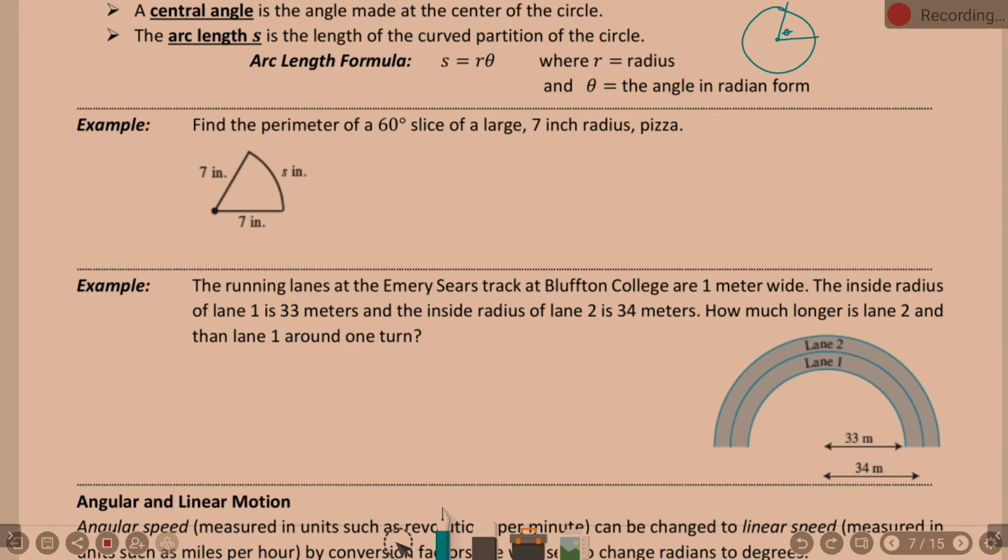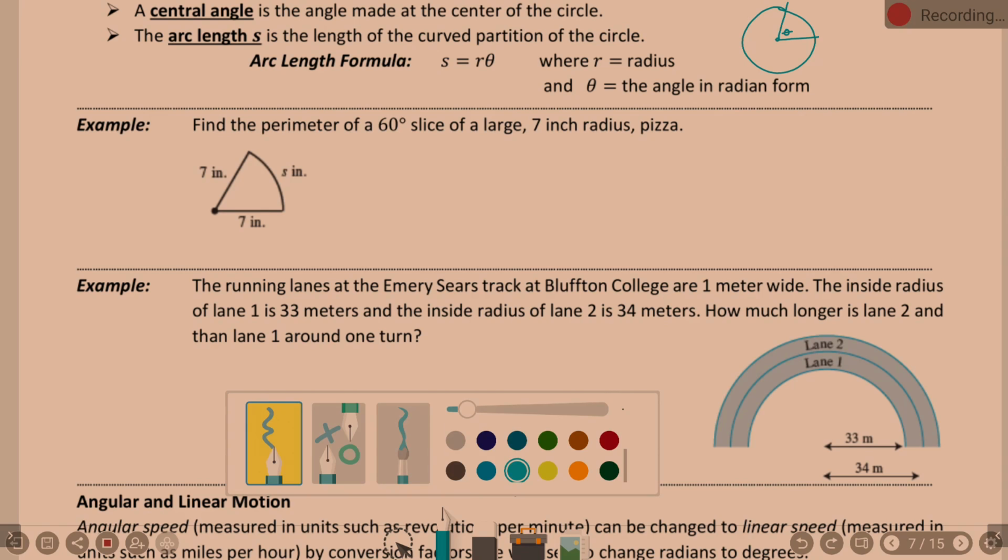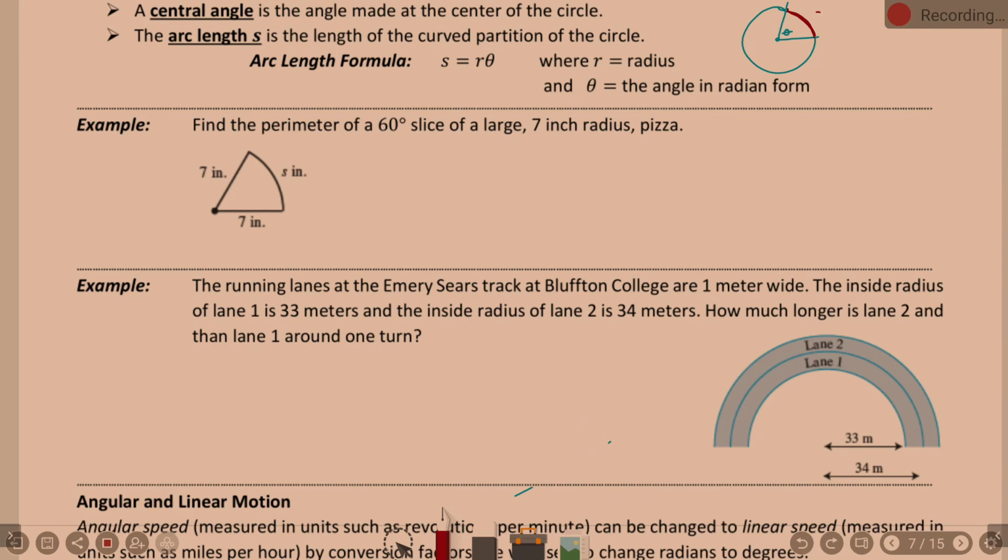Okay? When we talk about arc length, the arc length S is the length of the curved portion of the circle. So, based on this angle that I just called theta, S is this curved portion of the circle. That is the arc length. Okay, so the arc length formula is based on knowing the measure of the angle, theta, and then also r, which is the radius of the circle.